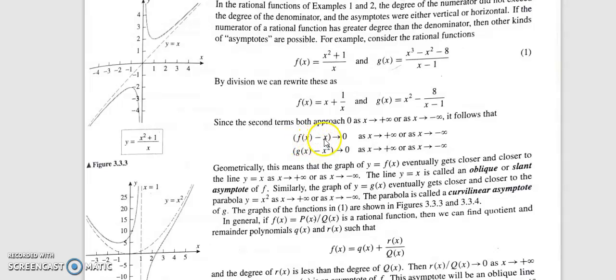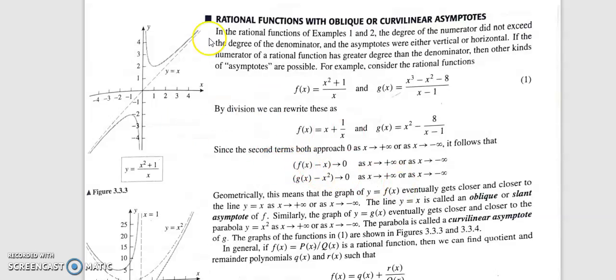Okay. Now f of x minus x goes to 0 means the distance between f of x and x approaches 0, which means f of x and x are close enough as x goes to infinity or minus infinity. അതുപോലെ g of x x സ്ക്വയറിന്റെ അടുത്തേക്ക് പോകുന്നു when x tends to infinity or minus infinity. അപ്പോൾ geometrically അതിന്റെ meaning ഇതാണ്. Okay, അപ്പോൾ the graph f of x tends closer to the line x as x approaches infinity and minus infinity. അപ്പം നമുക്ക് y equal to x എന്ന് പറയുന്ന line ഇതാണ്.